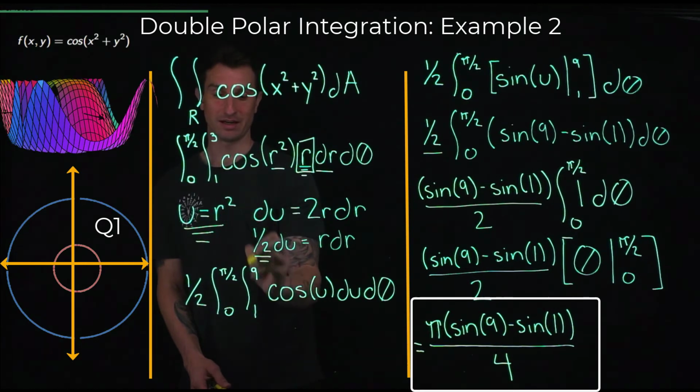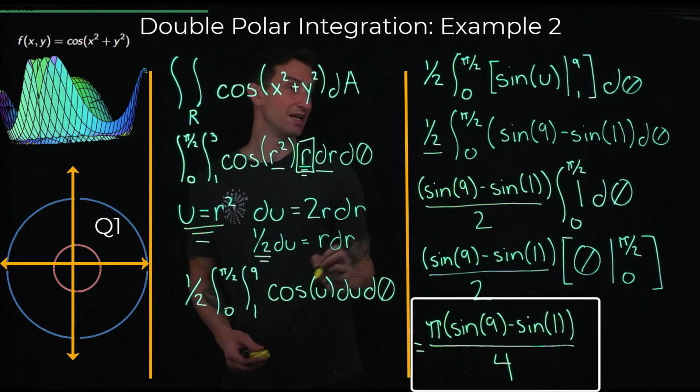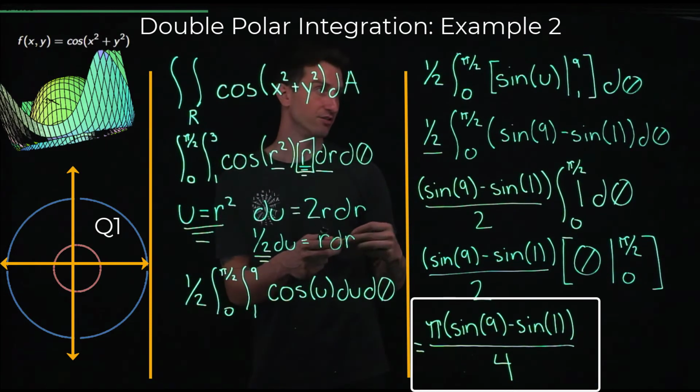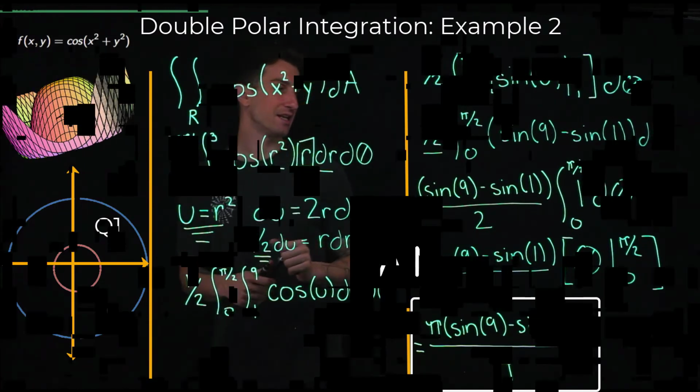If we plug them in, I get 9 and 1, right, in terms of u. Positive cosine, positive sine, we evaluated. We got an ugly number, but not too bad. So hopefully this is good. I will see you in the next example.